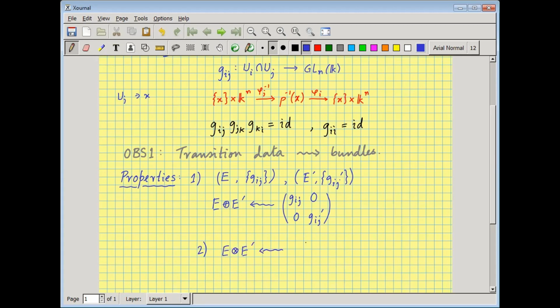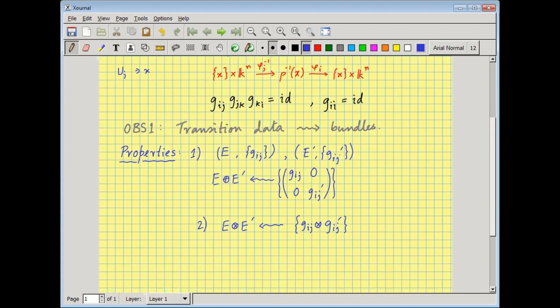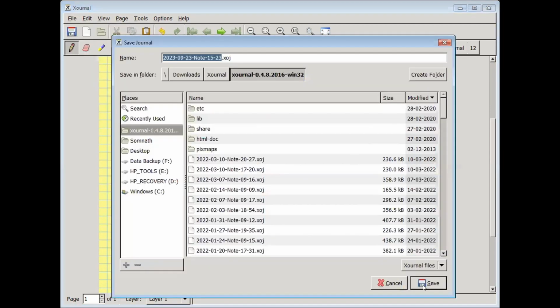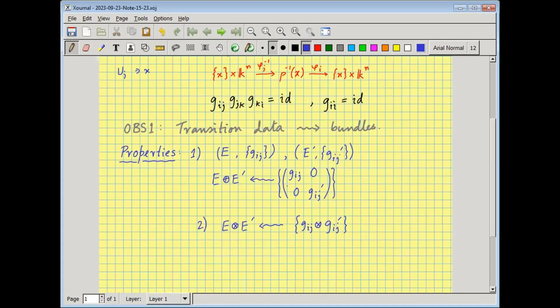Well, given two matrices, you can always talk about its tensor product. Whatever the definition of tensor product of linear operators, if you do this, then this is going to give you another cocycle data, and that's going to produce a bundle for you, which is E tensor E prime. Okay, so this. All right. Any questions so far?